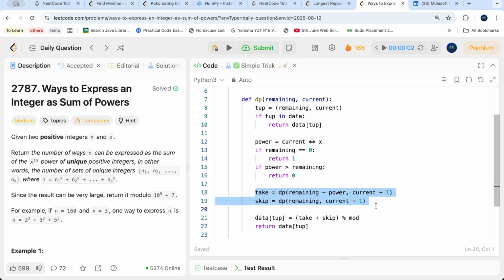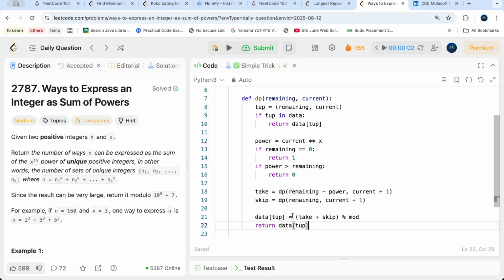Next, you have two options. Either you can take this power from your remaining, or you can skip this. So let's try both. You can say take is equal to calling the DP function again with the remaining sum, remaining minus power, and current plus 1. If you skip this, then you can say skip is equal to the DP function call with the initial remaining value, comma current plus 1. After you calculate both of these, you can store it in your data. You can say data of the tuple is equal to take plus skip mod, and then you can finally return the value of data of tuple.